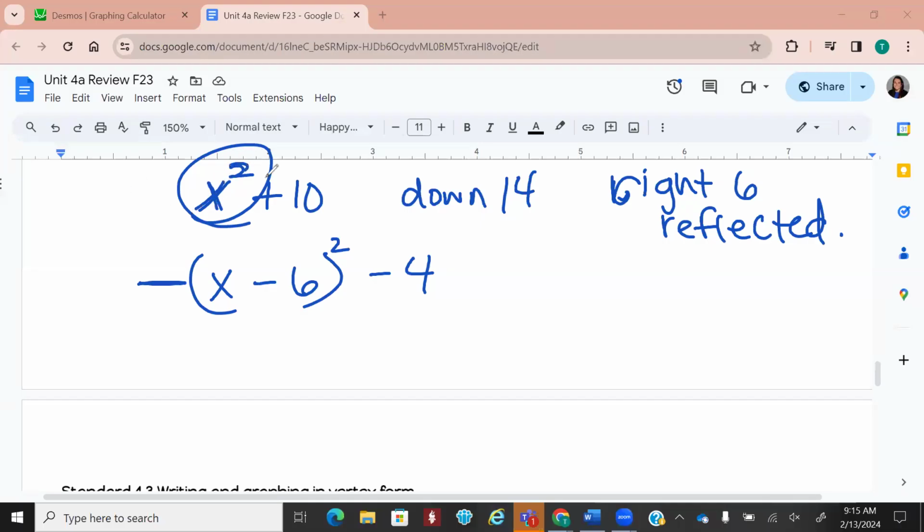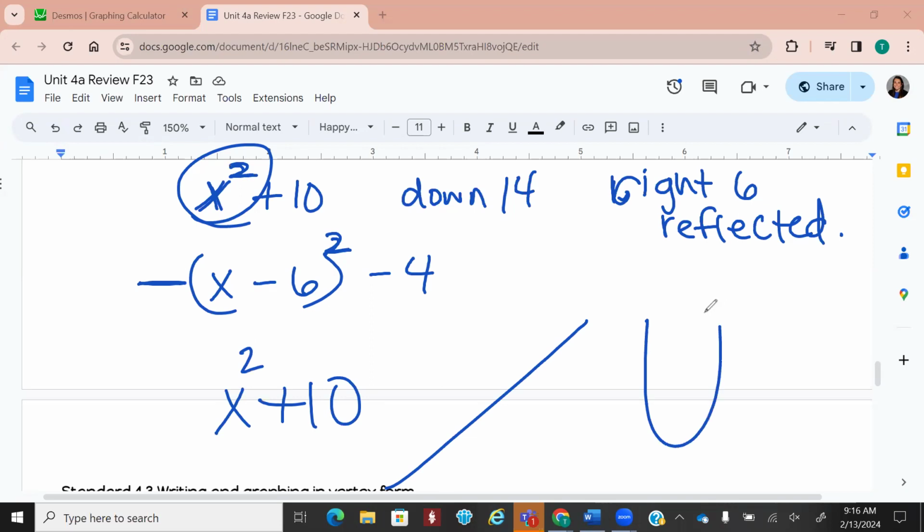So this right here makes that quadratic. If we just wrote x plus 10, we would have a straight line. The squared is what makes it go like this.